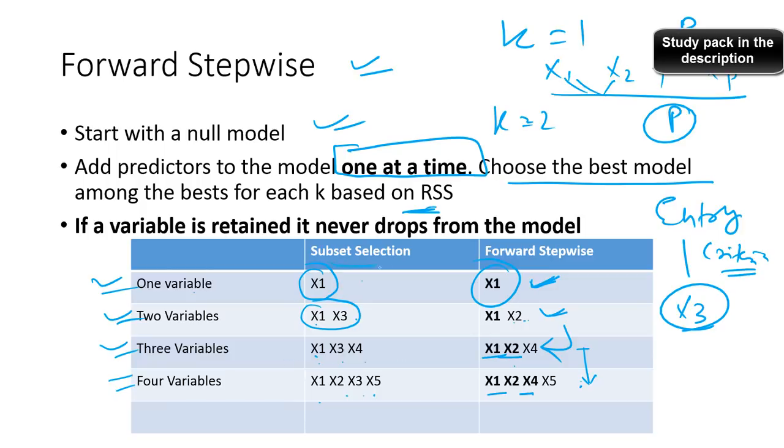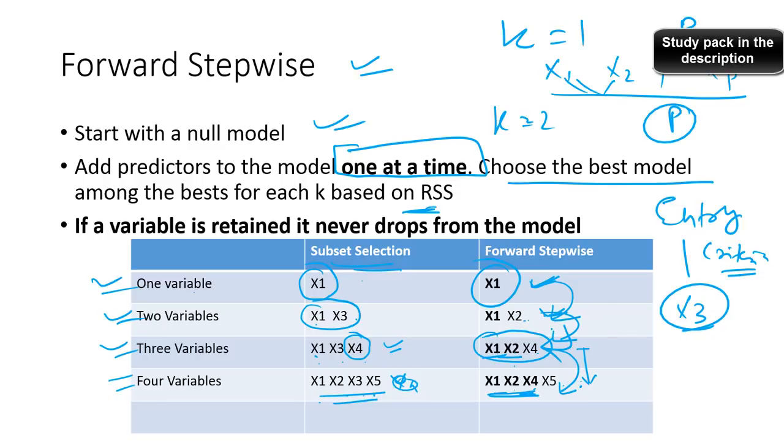Now if you look at subset selection here, x4 is part of the three variable model, but it's not part of the four variable model. You can see there's no x4 here, but with three variables it's there. That will never happen in forward stepwise. In forward stepwise, if it's part of the three variable model, all three variables x1 x2 and x4 are part of the four variable model. So the three variable model is just a subset of the four variable model. The two variable model is a subset of the three variable model, and the one variable model is just a subset of the two variable model. That's the difference.